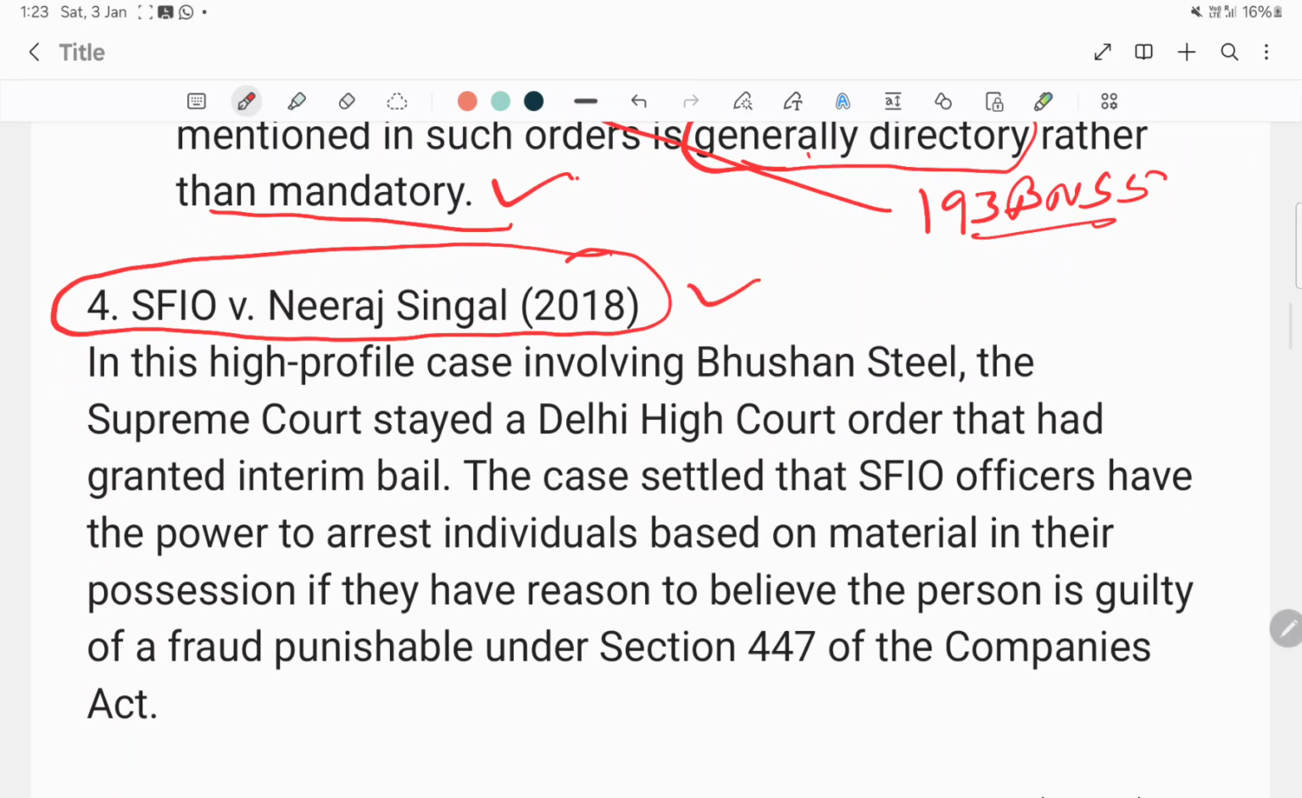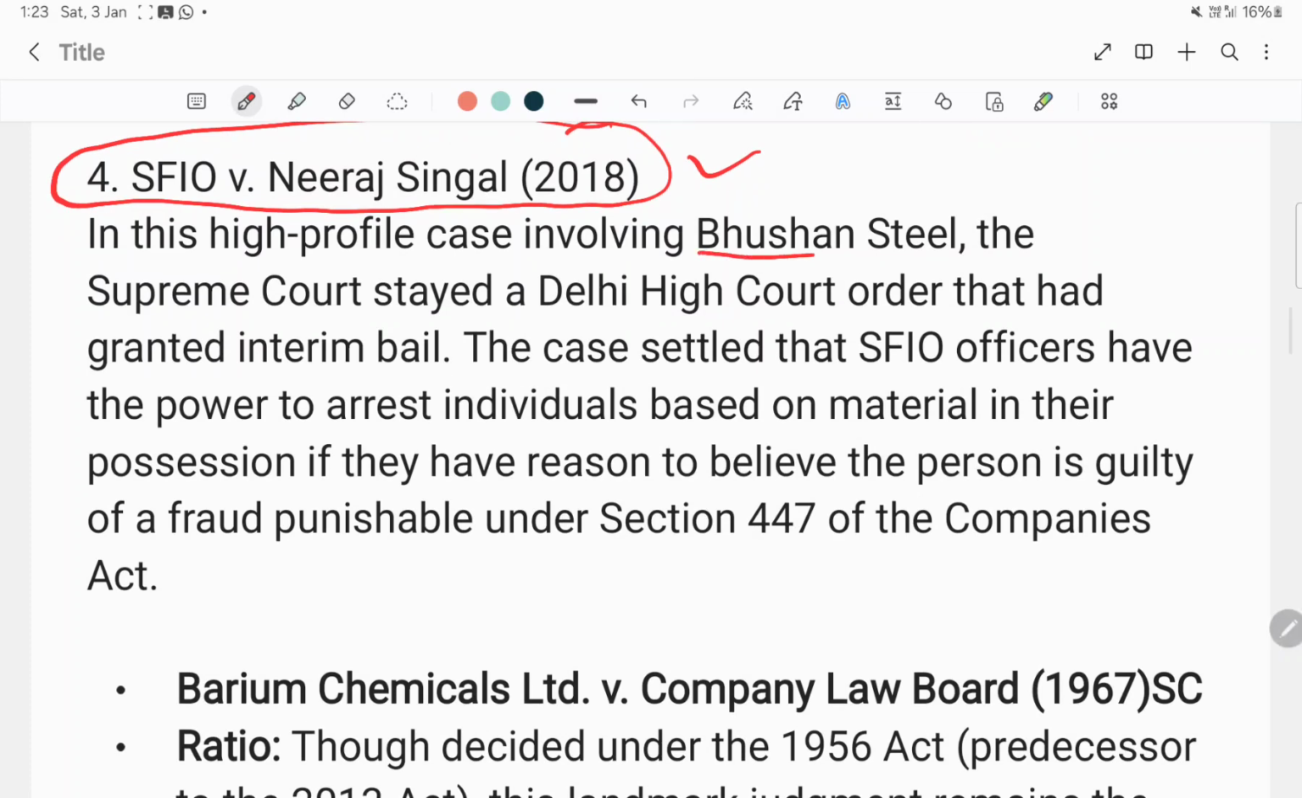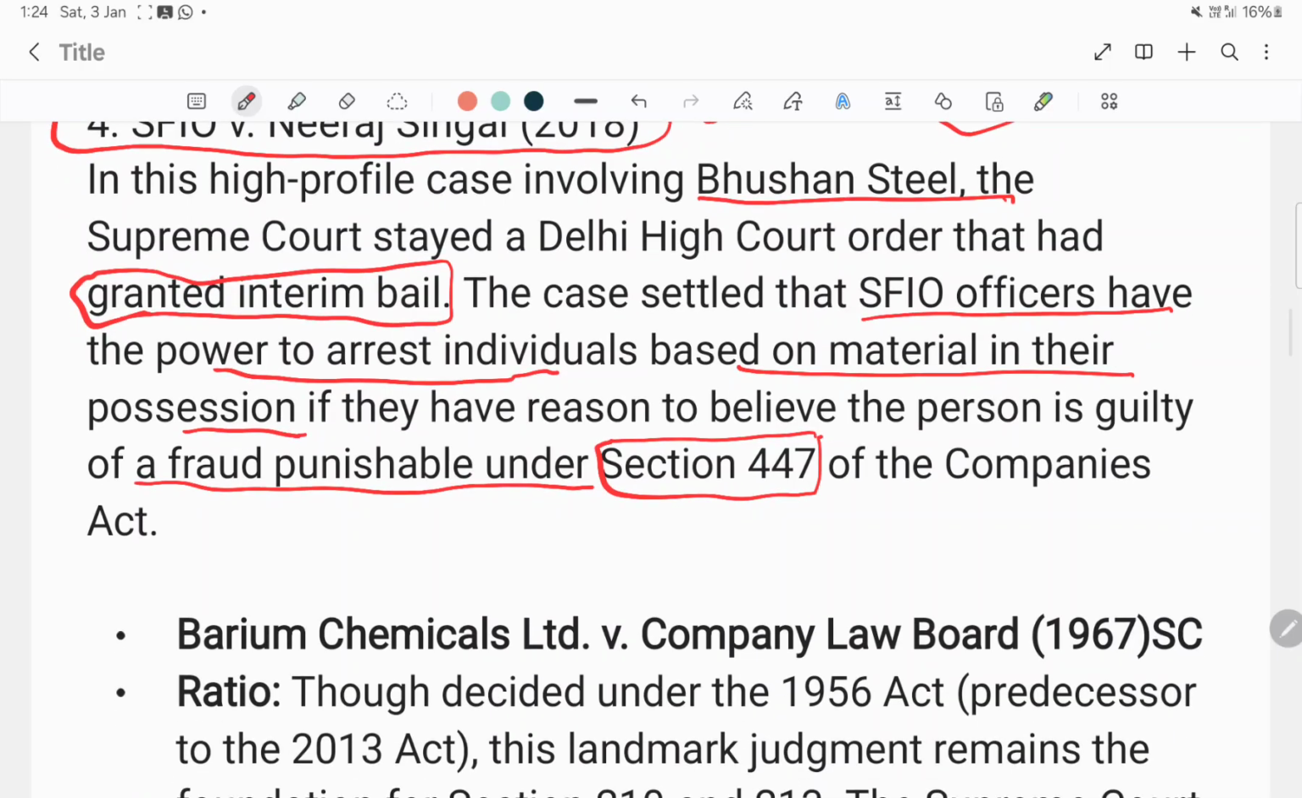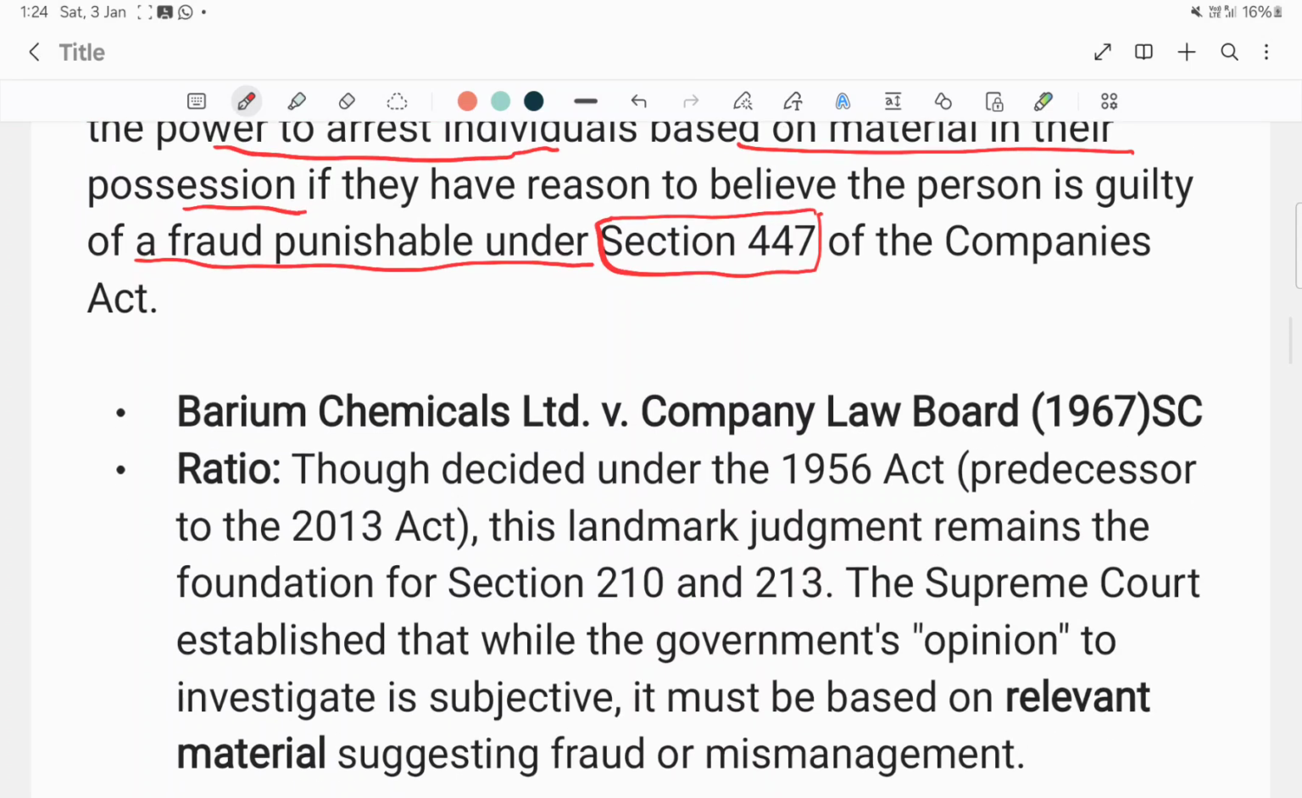Thereafter, the fourth case is SFIO versus Neeraj Singhal. In this high-profile case involving Bhushan Steel, the Supreme Court stayed the Delhi High Court order that had granted interim bail. This case settled that SFIO officers have the power to arrest individuals based on material in their possession if they have reason to believe that the person is guilty of a fraud punishable under Section 447 of the Companies Act. It talks about the power of arrest of SFIO. This case is about the power of arrest of the SFIO.